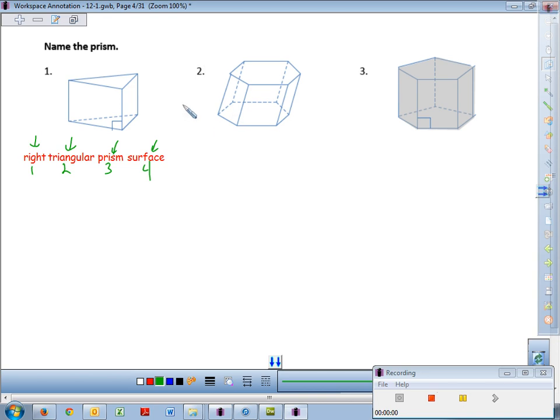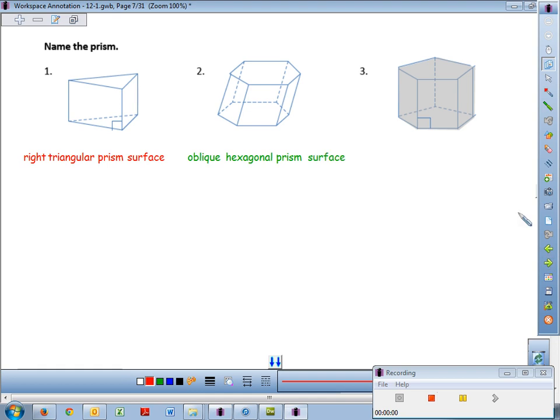Next guy right here. First thing to tell me, right or oblique. You can tell just by looking if it's got a right angle box in the picture, if these lateral edges are perpendicular to these base edges right here. So you can see that there's no right angle box, so this is oblique. Then the shape of the base has 6 sides, 1, 2, 3, 4, 5, 6, so that's called a hexagon. So we'll say it's hexagonal, and it is a prism, right? All of these are prisms today. We're not dealing with any pyramids. And then the last thing, solid or surface, so this puppy is a surface.